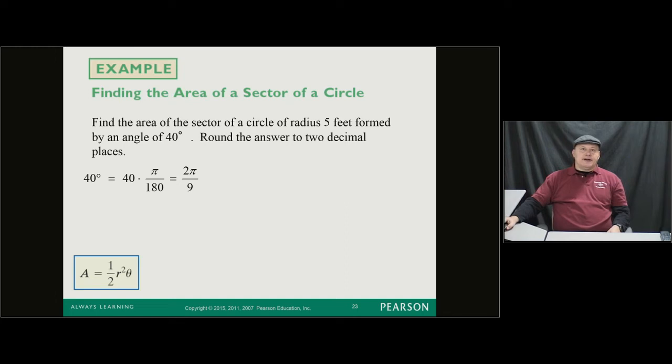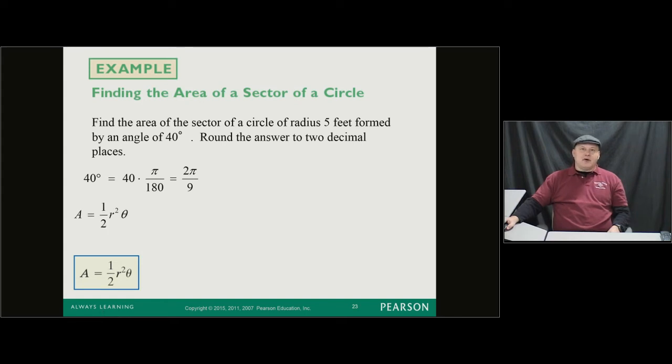So 40 degrees is 40 times pi over 180, which is 2 pi over 9. The reason we do that conversion is why? Yeah, the formula, area equals 1/2 R squared times theta, theta has to be measured in radians. 40 degrees is not radians. 2 pi over 9 is, but not 40 degrees. So now I just get to use the formula.